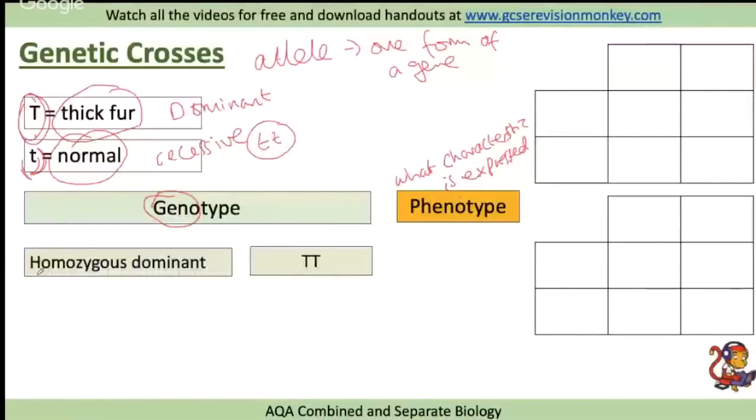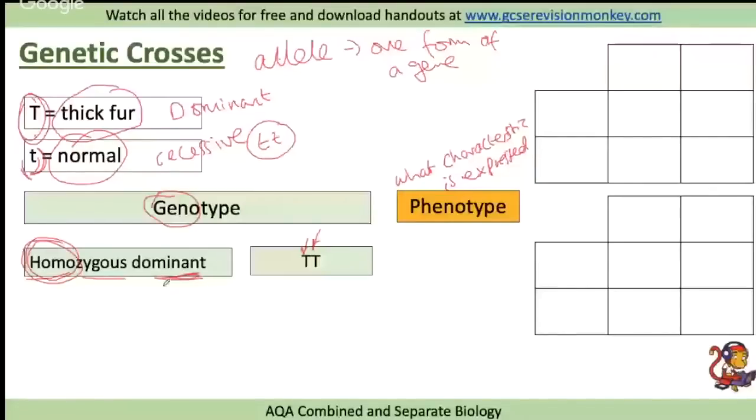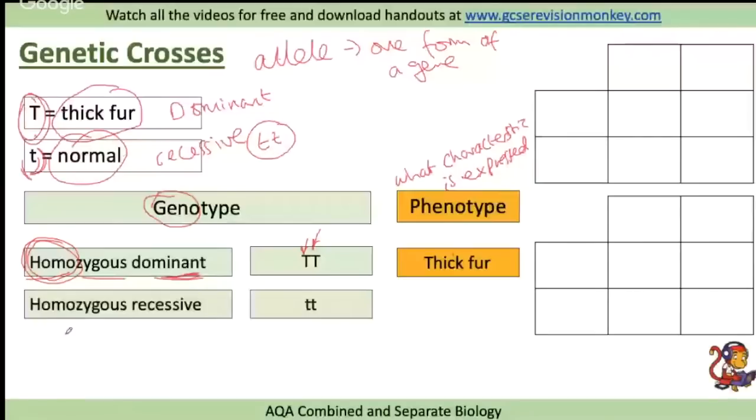Homozygous dominant. That means homo is the same, okay? So 2 of the same dominant. That would give a phenotype of thick fur in this case, because that's the dominant allele. Got homozygous recessive, which means 2 of the same, homo, recessive, so 2 lowercase letters. And this is the only opportunity for you to get a normal fur mouse.